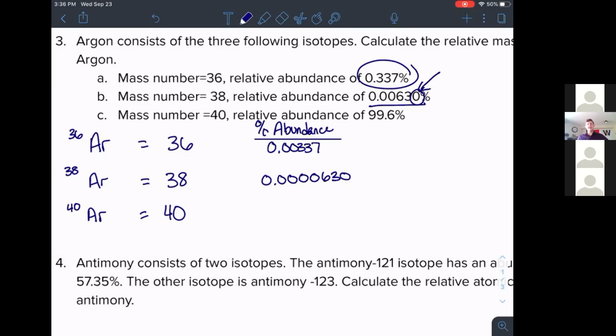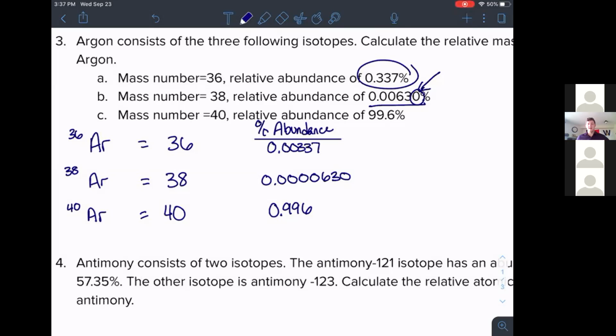And then the last one, 99.6. What do we get when we turn that into a decimal? 0.996. There we go. All right. Everybody okay with all that?